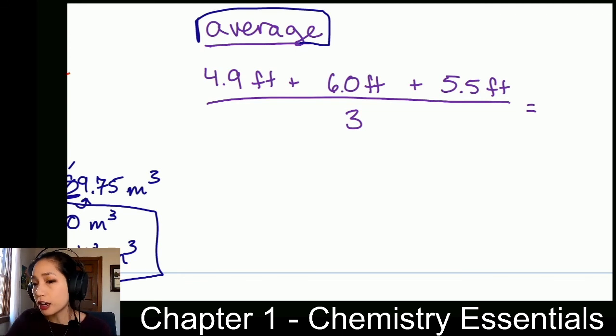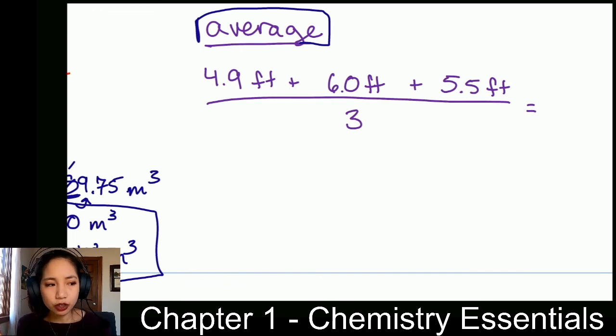You add up all of the measurements and you divide by the number of measurements that you take. So in this case, since there's 3 measurements, we're going to divide by 3. So we can see what kind of operations there are here. We see that there's addition and there's division. So it's kind of a combined operation.